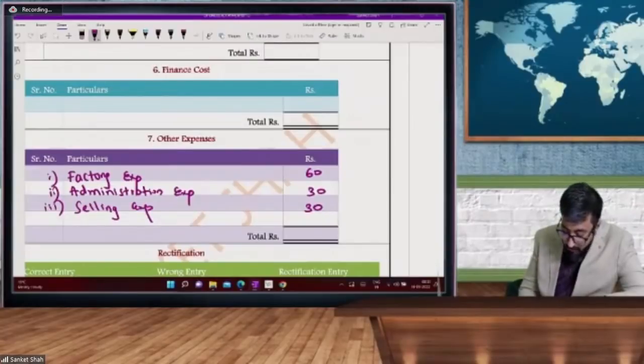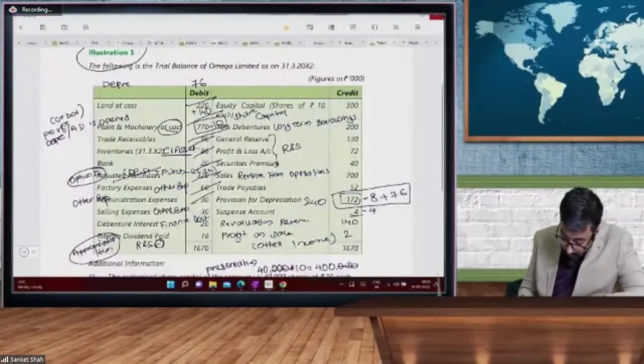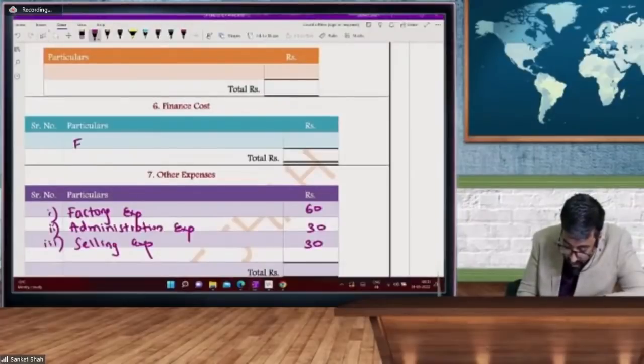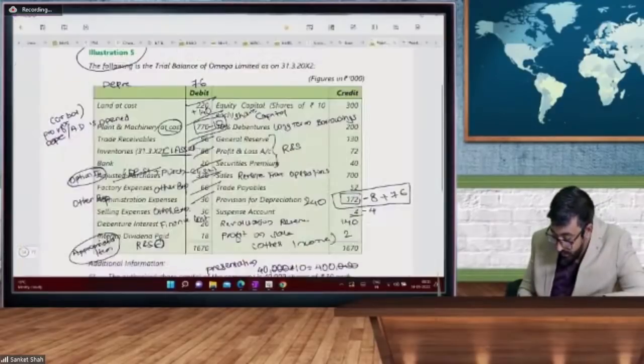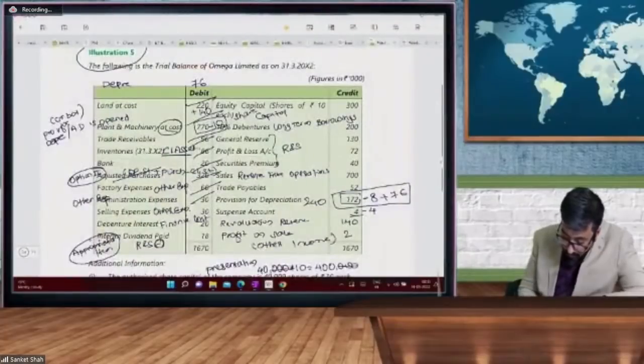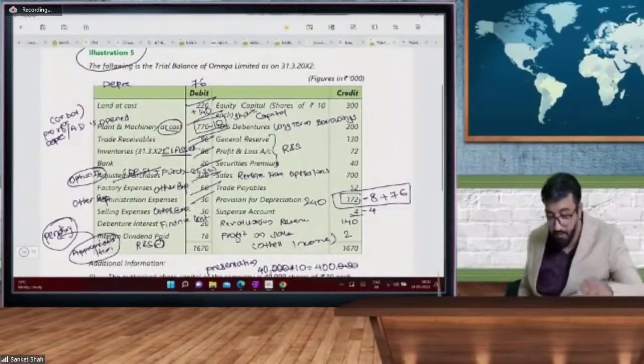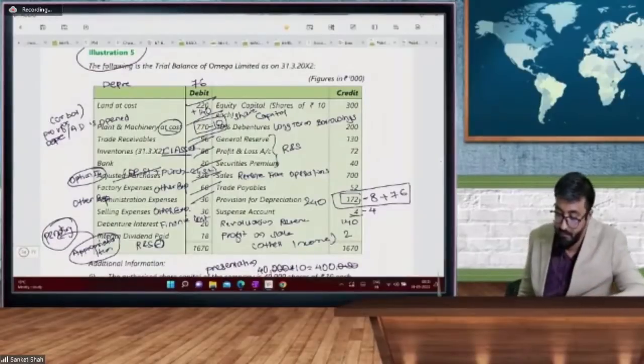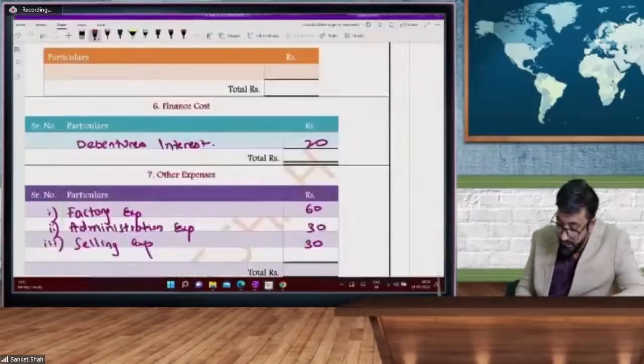Don't take total. Then debenture interest, finance cost. Debenture interest in that, 20. Interim dividend pending. So just write on the question, pending. We will solve it at the end. Pending. Equity share capital.